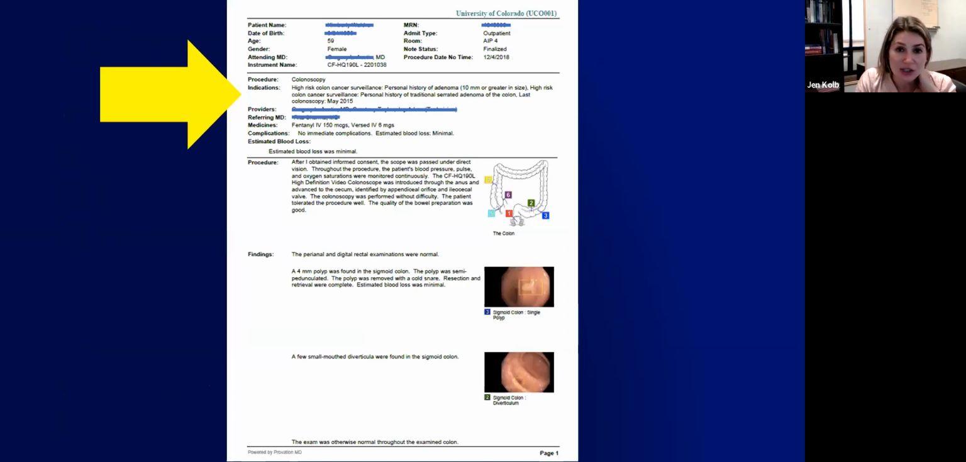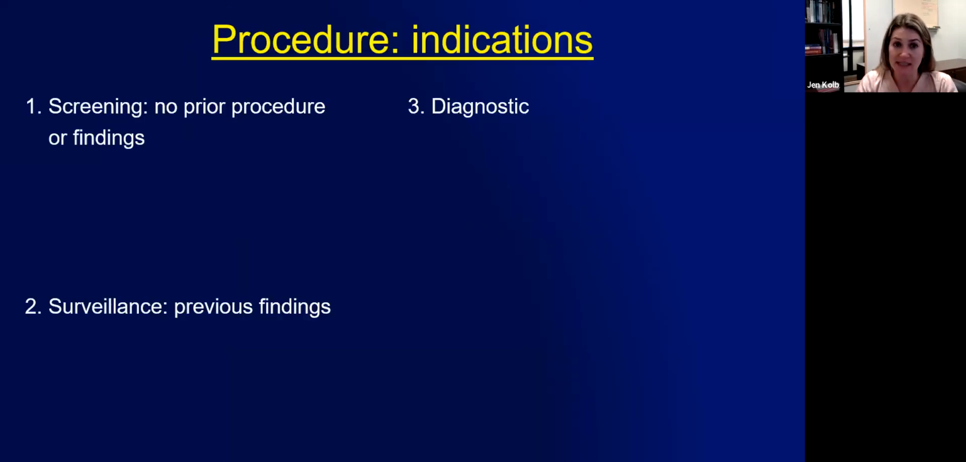So the indication is usually written at the top of the report, and you can see here that it says high risk colon cancer surveillance, personal history of adenoma, high risk surveillance, personal history of traditional serrated adenoma, last colonoscopy May 2015. So this is a patient who had a procedure 6 years ago. They have had polyps before, and so the indication is surveillance. But there's a lot of different categories of indications, and I like to think of them as 3 categories.